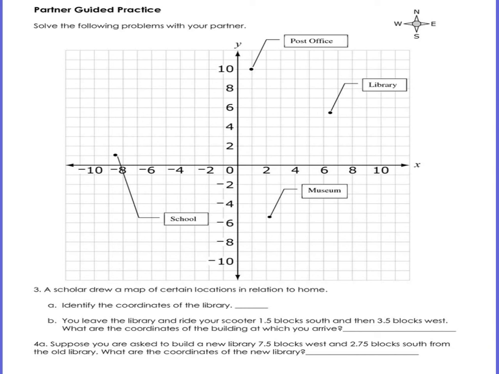All right, so then on this next one, what I'd like you to do is try these couple of problems on your own, and then when you come back, we'll go ahead and check your answer.